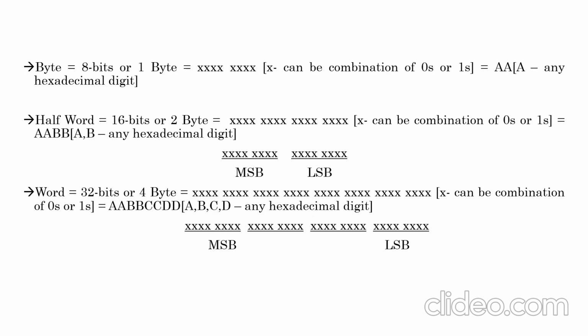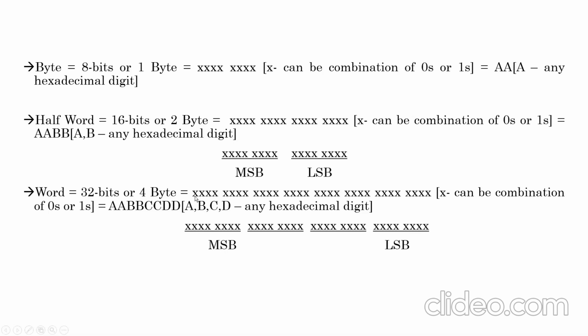A byte means a combination of 8 bits or a combination of 2 hexadecimal digits. A 16-bit data means a combination of 16 bits or a combination of 2 8-bit data. In this combination of 2 8-bit data, the rightmost 8 bits is called the least significant byte. The leftmost 8 bits is called the most significant byte. Coming to a 32-bit data, it is a combination of 4 bytes. Here the rightmost 8 bits is called the least significant byte. The leftmost 8 bits is called the most significant byte.